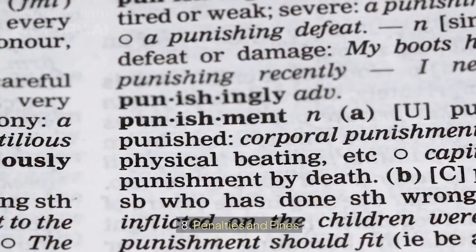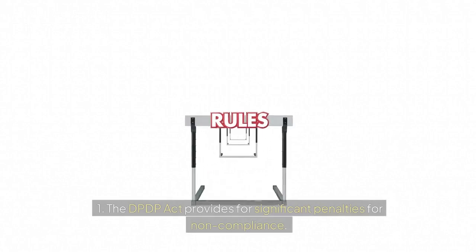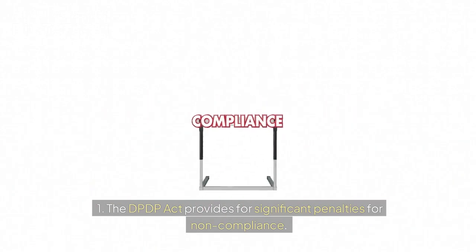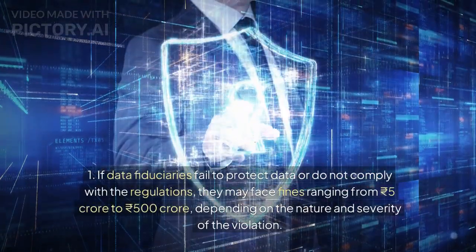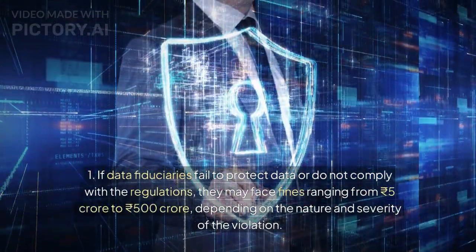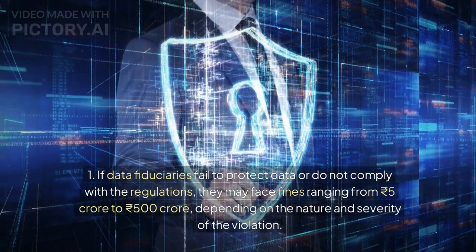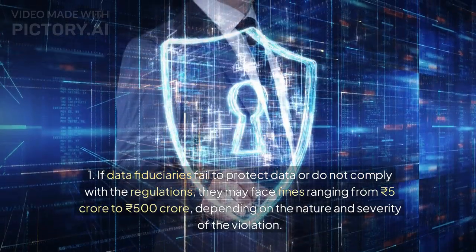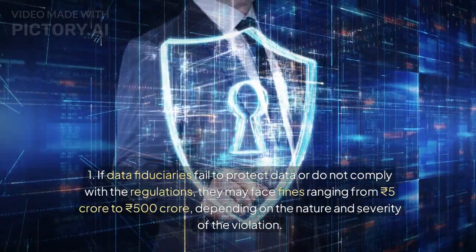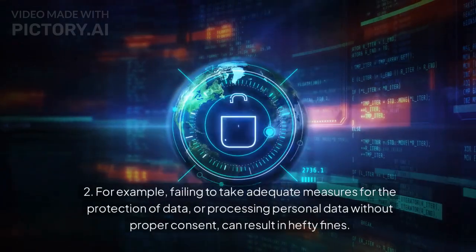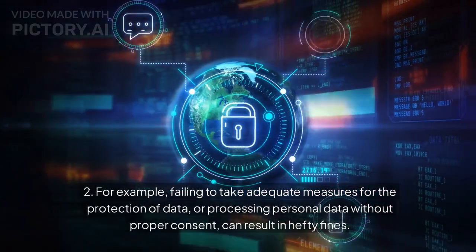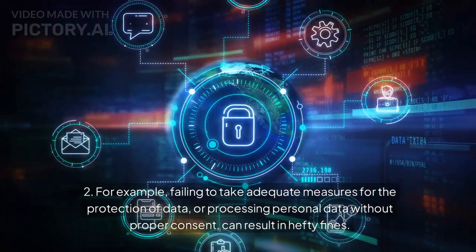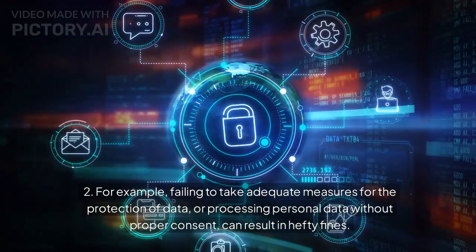8. Penalties and fines. The DPDP Act provides for significant penalties for non-compliance. If data fiduciaries fail to protect data or do not comply with the regulations, they may face fines ranging from 5 crore rupees to 500 crore rupees, depending on the nature and severity of the violation. For example, failing to take adequate measures for the protection of data or processing personal data without proper consent can result in hefty fines.